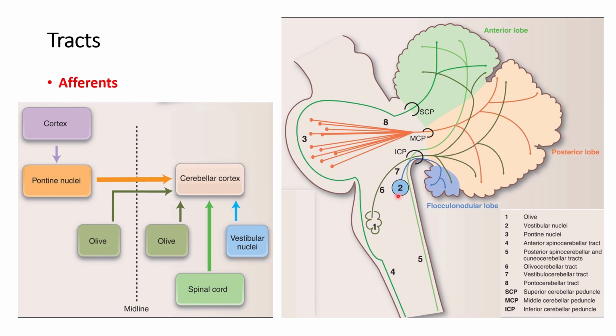And also this is the vestibule, that from here passes through the inferior cerebellar tract and it goes to the flocculonodular lobe. So that is for balance.